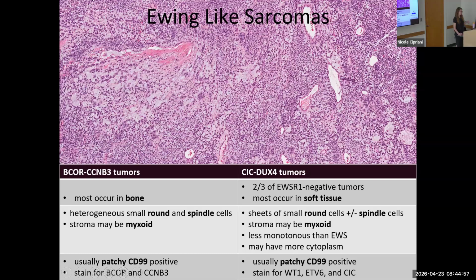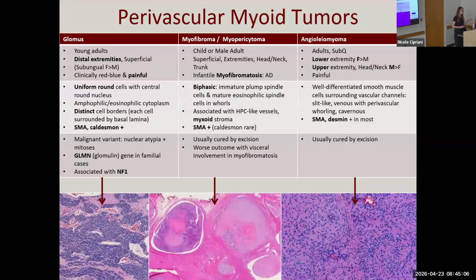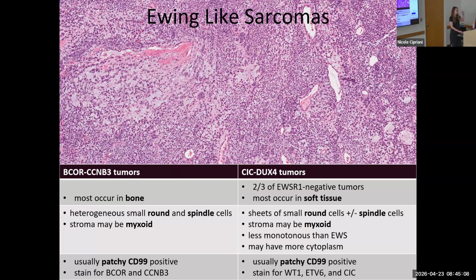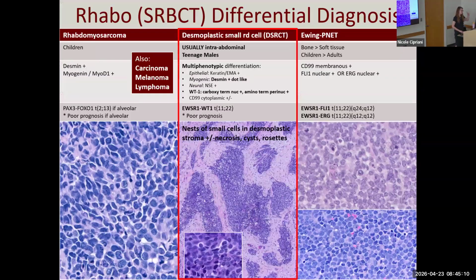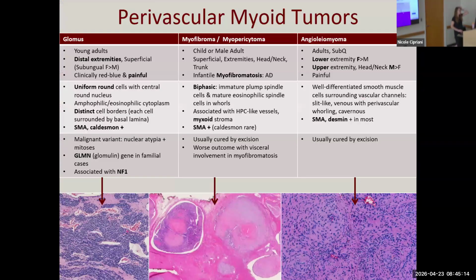And you can either stain or probe for the BCOR or the CIC by IHC or by FISH or NGS. Okay, usually these are treated like Ewing's, just like desmoplastic small round cell tumor. These are treated like Ewing's.